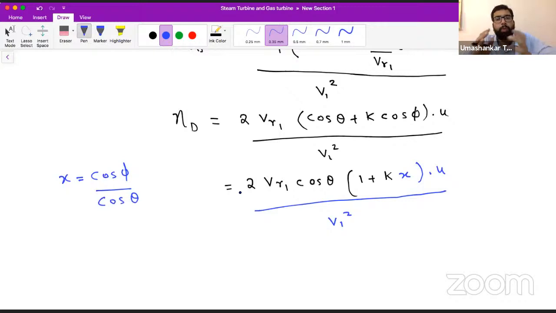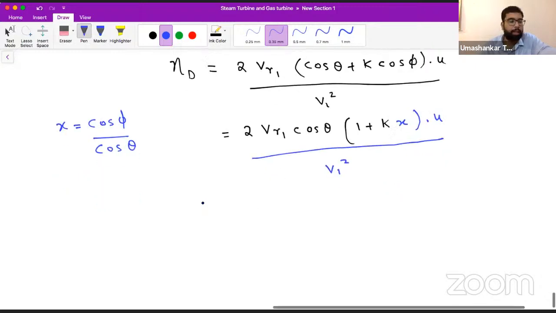So why we have done this? Because in order to reduce the equation, otherwise it is looking very big. Every time we have to write cos phi cos theta by cos phi cos theta, so it won't look nice. So to make it look simpler, we have taken this as a ratio, x is equal to cos phi by cos theta.